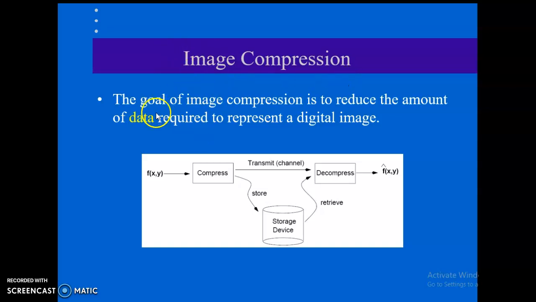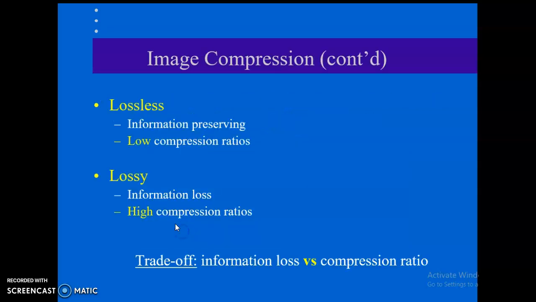Image compression. Once again, to recall the basics: the goal of image compression is to reduce the amount of data required to represent a digital image. F of x, y is compressed, transmitted through a channel, then decompressed to give F cap of x, y. Then storage device, then retrieve and decompress. Image compression we have already seen: lossless, information preserving.